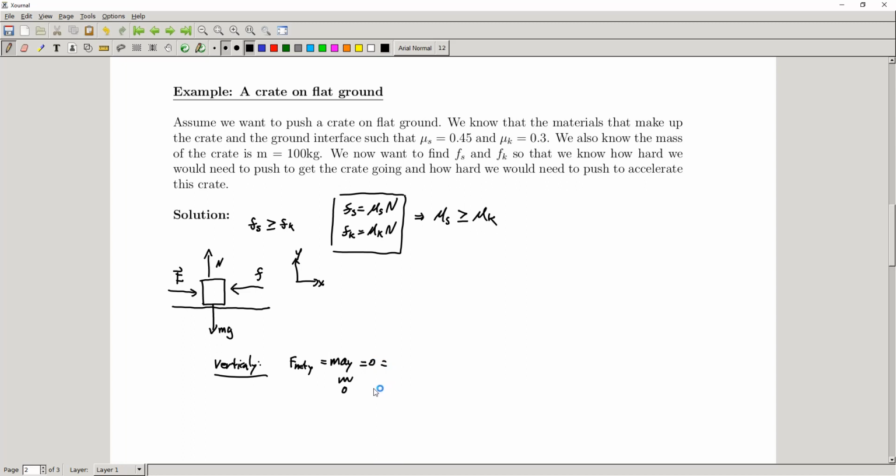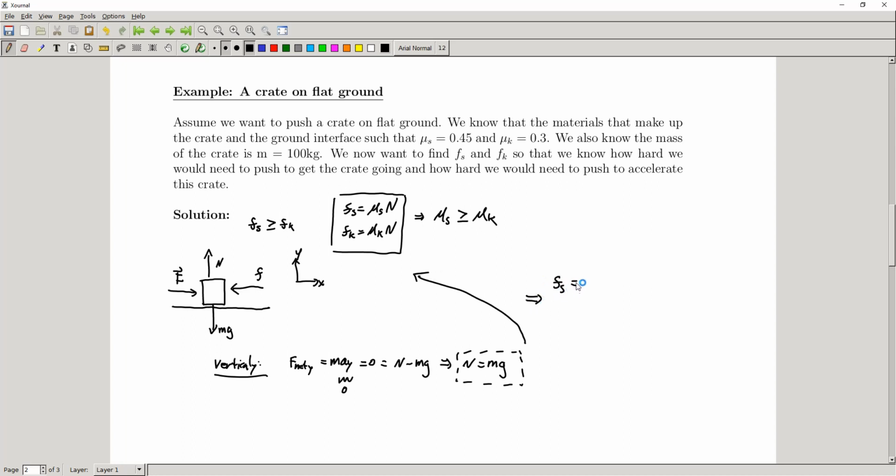But the net force in the y direction is also equal to N minus mg. But since N minus mg is equal to 0, that means that N is equal to mg, right? And that's our normal force. So since we have an expression for our normal force, we can very easily substitute this back into the two equations we have up here, and this is going to give us the following.